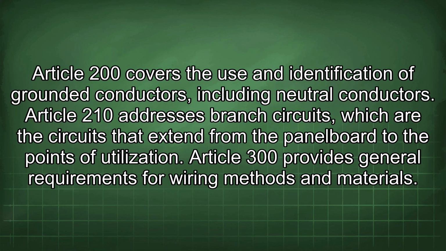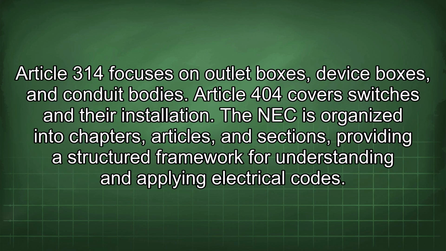Article 200 covers the use and identification of grounded conductors, including neutral conductors. Article 210 addresses branch circuits, which are the circuits that extend from the panel board to the points of utilization. Article 300 provides general requirements for wiring methods and materials. Article 314 focuses on outlet boxes, device boxes, and conduit bodies. Article 404 covers switches and their installation. The NEC is organized into chapters, articles, and sections, providing a structured framework for understanding and applying electrical codes.